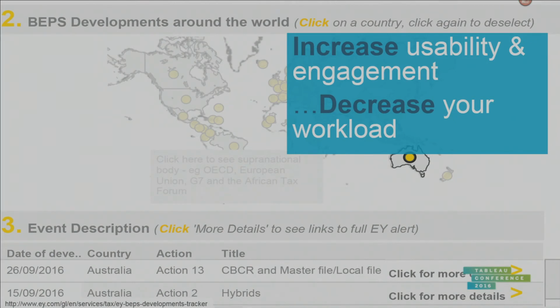How did it decrease their workload? They just have to add each new tax regulation that comes along into the Excel file they have and just republish. They don't have to go back to the web service team to get the web page updated with the new HTML links and on and on and on. So it actually decreased their workload as well.